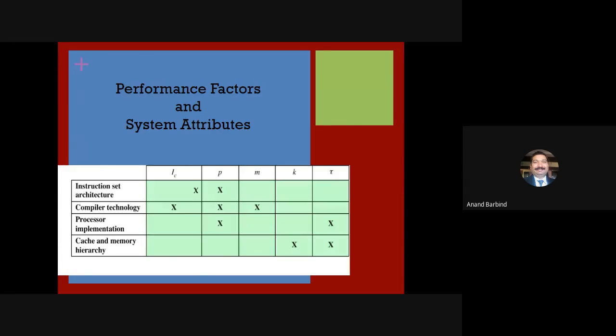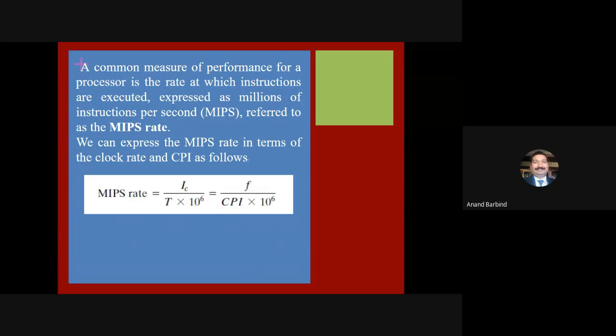Another measure of the parameter, which is again put as a CPI in a different form, is the MIPS rate. What is MIPS? That is millions of instructions per second. How many millions of instructions per second are executed by a particular processor is called the MIPS rate. So what is the MIPS rate of a particular processor? That can be easily calculated from the CPI.